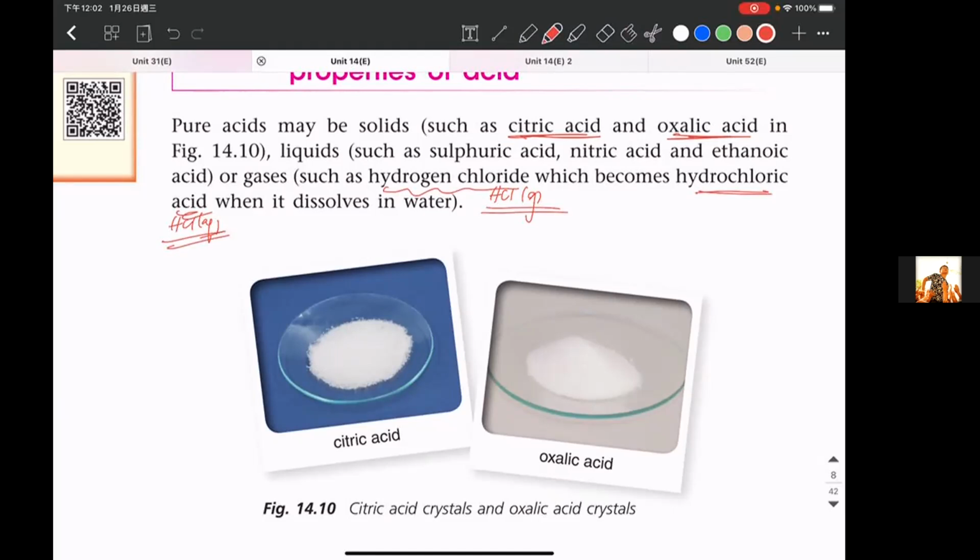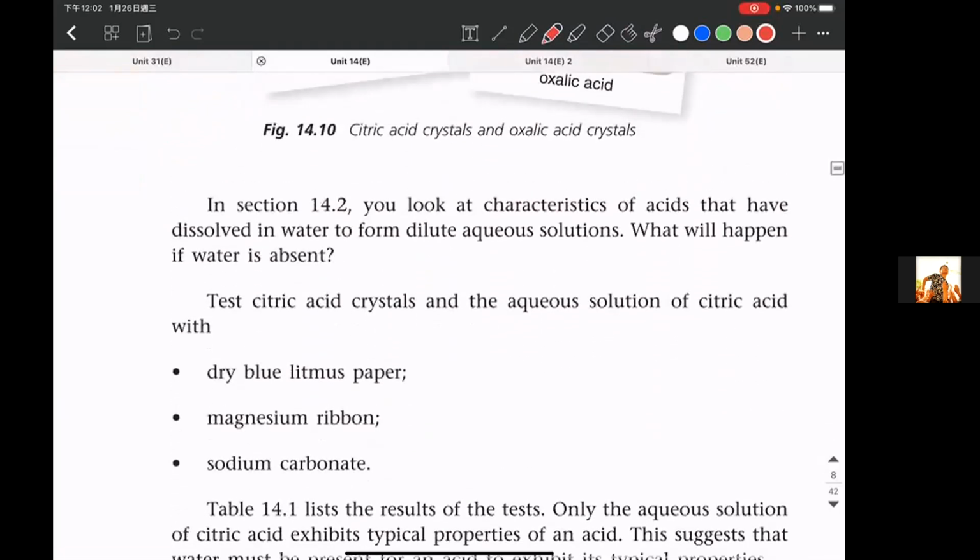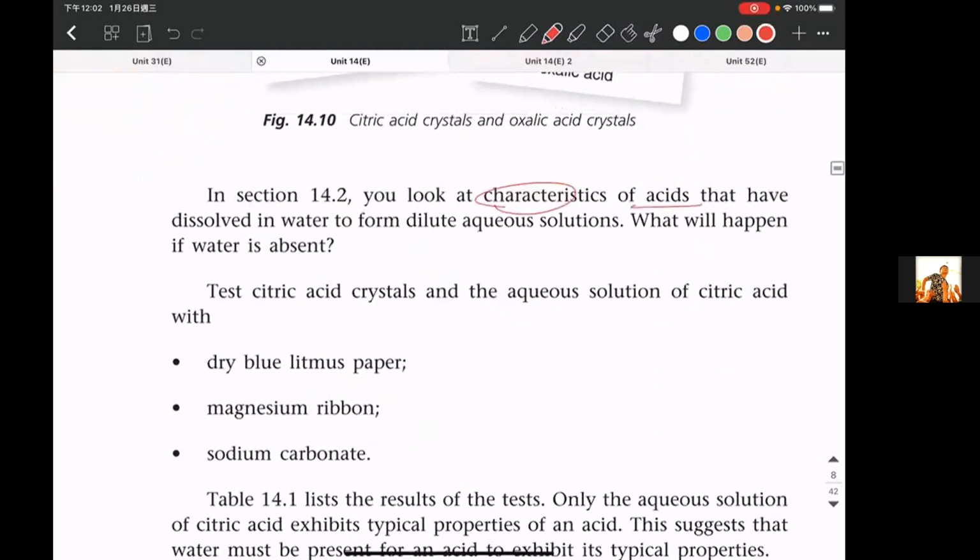So we would like to show you a video about citric acid as an example, and we'll show you the characteristics of an acid, to see if it's dry or dissolved in water. What is the action on blue litmus paper, magnesium ribbon, sodium carbonate? So take a look at that.